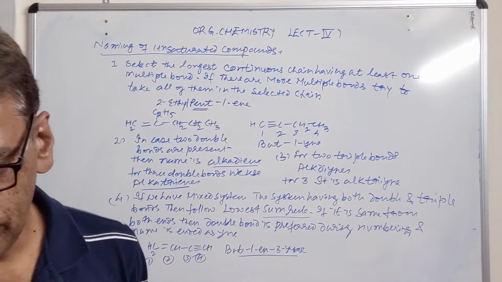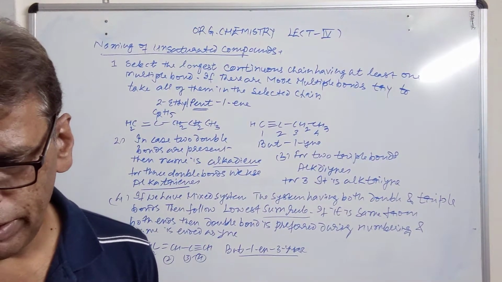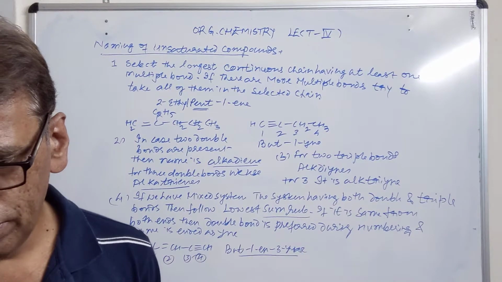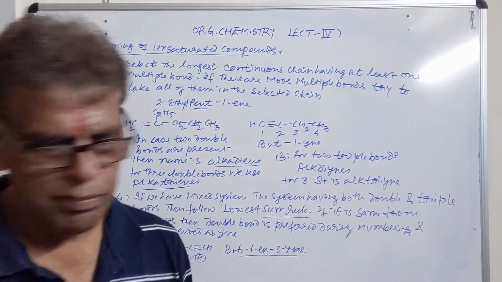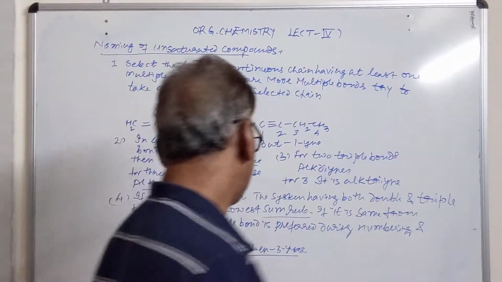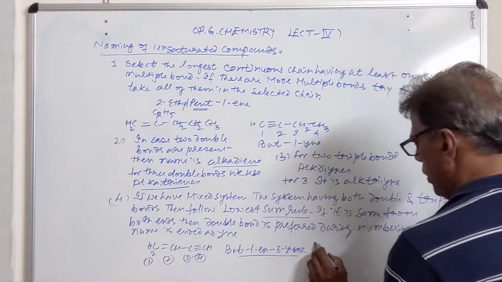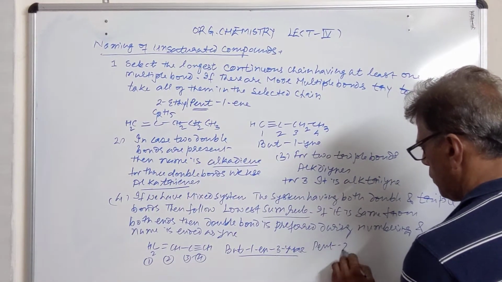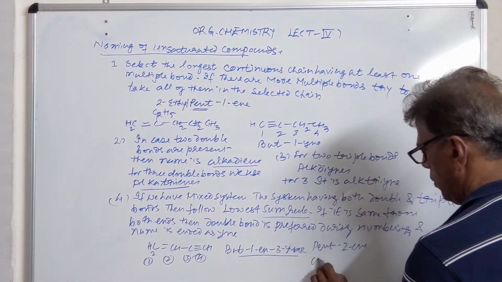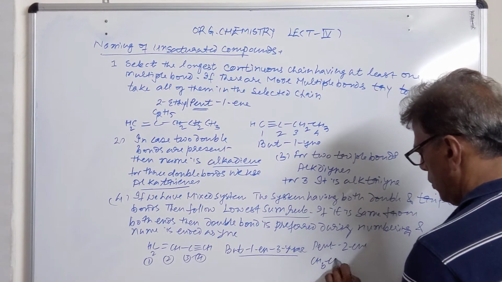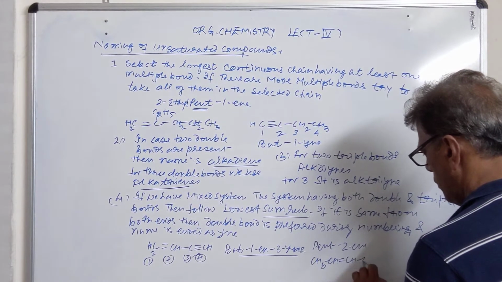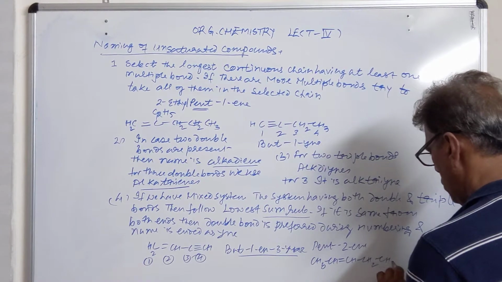Then we have a few structures where we will be writing the names of these structures. Pent-2-ene, a simple compound. This is pent-2-ene.